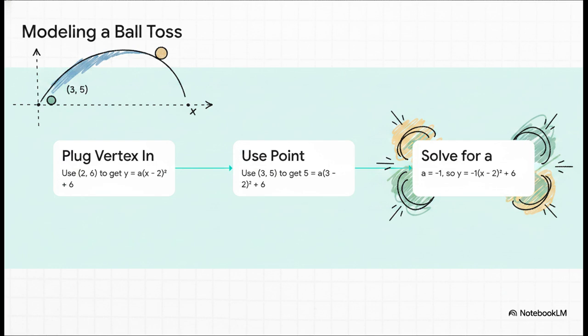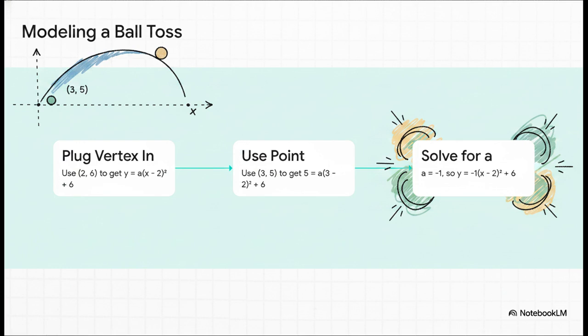Let's do the math inside the parentheses. 3 minus 2 is 1. 1 squared is just 1. So 5 equals a plus 6. Step 3, we just solve for a. Subtract 6 from both sides and we get a equals -1.